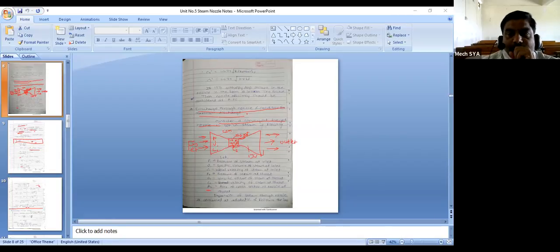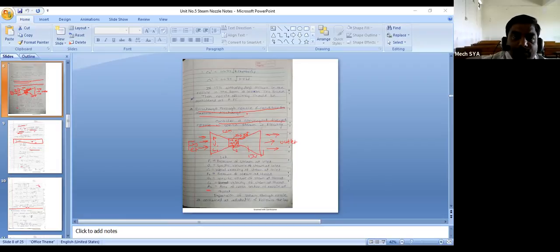Then flow of steam through the nozzle. The expansion of steam through the nozzle is considered adiabatic, or we can say isentropic. Whatever expansion we have assumed in our steam turbine actually happens in the nozzle. That expansion takes place from high pressure, the boiler pressure, as the steam comes from the boiler into the nozzle, to the condenser pressure. We consider it in the turbine, but actually it happens in the nozzle.